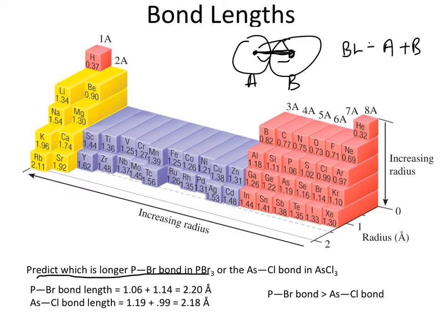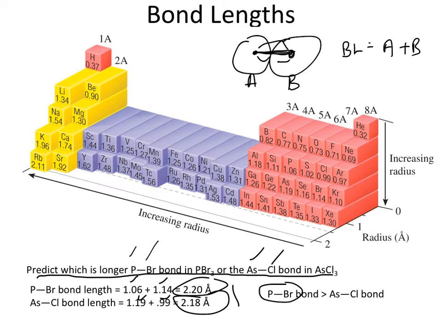So if I asked you to predict the bond length in each one of these molecules, I would look up on the chart the radii for phosphorus and bromine, as well as arsenic and chlorine, and sum those as you see here. Your phosphorus and bromine radii get summed, which gives you a value of 2.20. Same thing for your arsenic and chlorine bonds. You sum them together. And what we can see from this calculation is that the PBr bonds are going to be slightly longer than the arsenic-chlorine bonds.